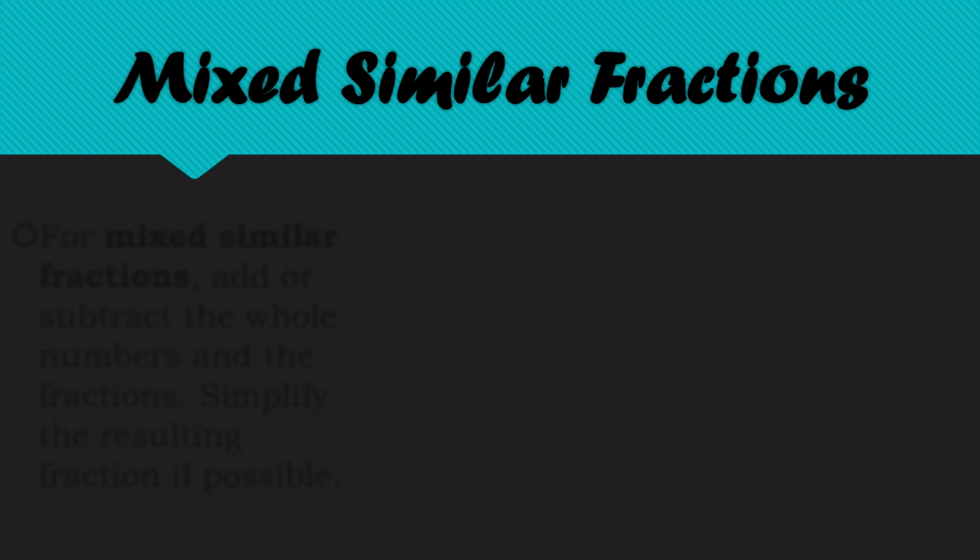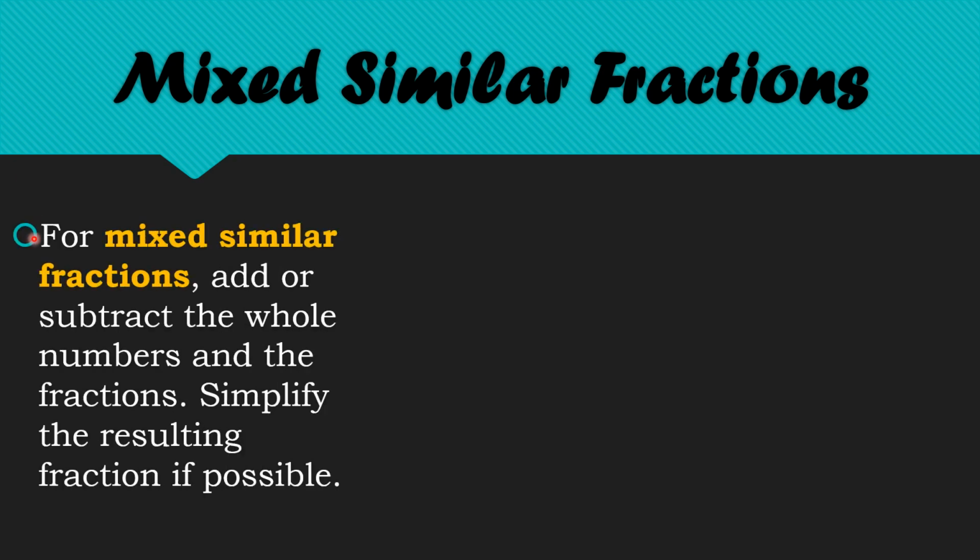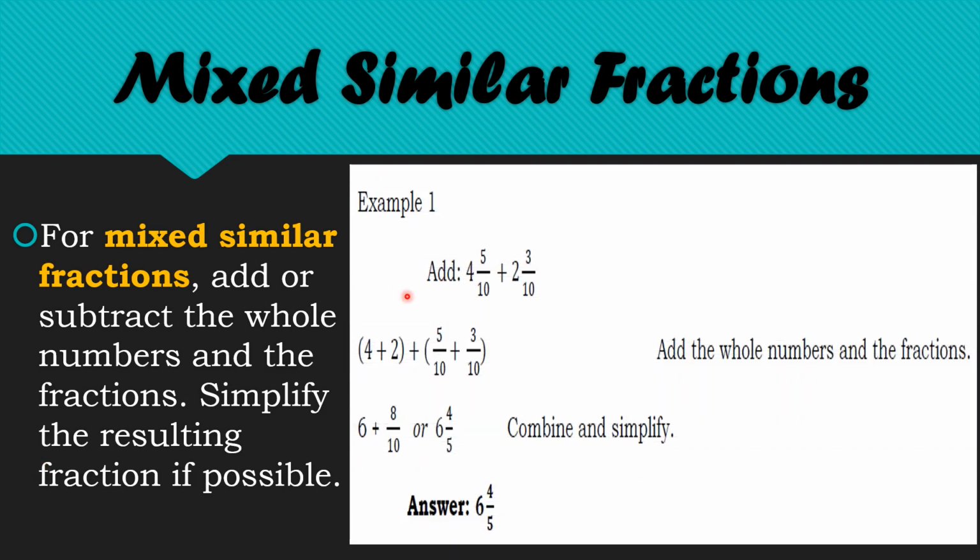Third is mixed similar fractions. For mixed similar fractions, add or subtract the whole numbers and the fractions. Simplify the resulting fraction if possible. Example number 1. Add 4 and 5/10 plus 2 and 3/10.